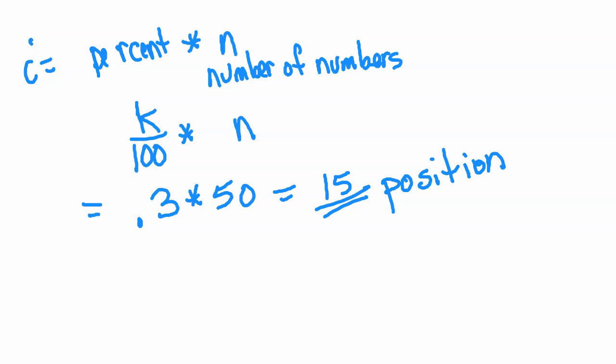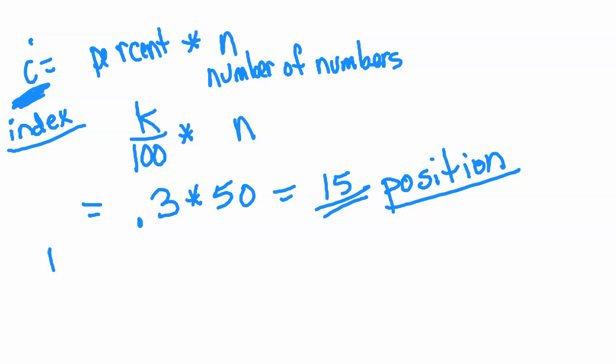So the reason we use i here is that it stands for index. And index stands for the position. So 15 isn't our 30th percentile. 15 is the position of that number. Now, if you read the announcement, it kind of showed you how to find a percentile.